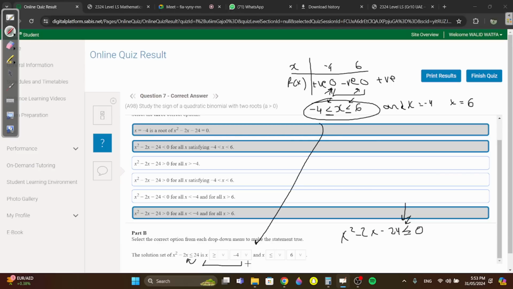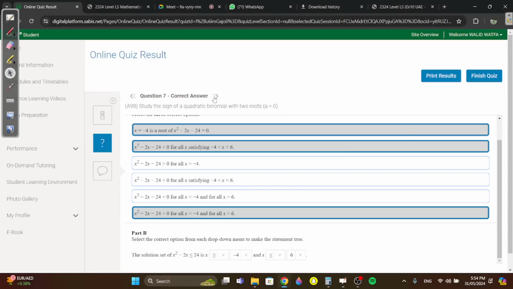So x greater than or equal to minus 4. So all x after minus 4, including the minus 4, and all x before 6. So it kind of gives us that solution set in the middle. Okay, it's very annoying. I don't recommend writing it like this, but in case they give it to you in the exam, just so you know what you're doing.